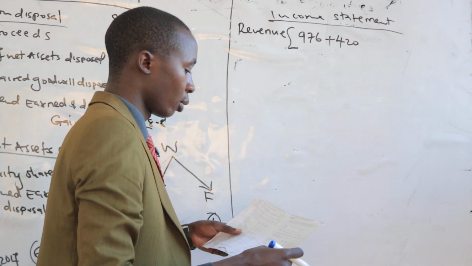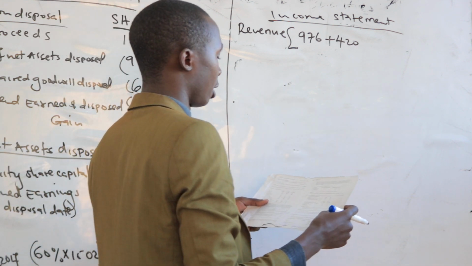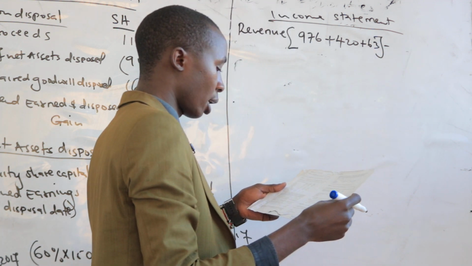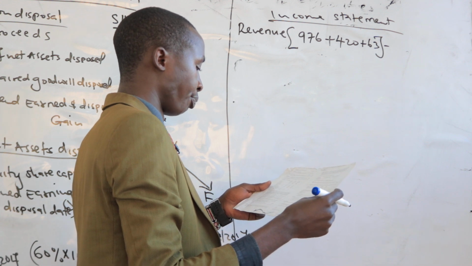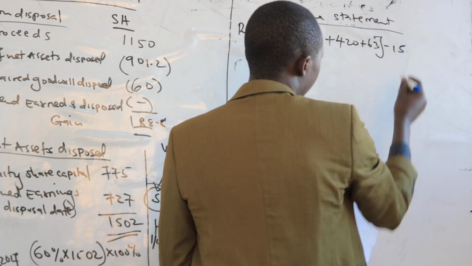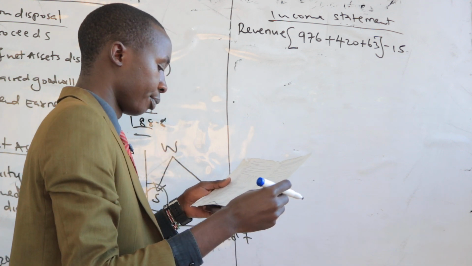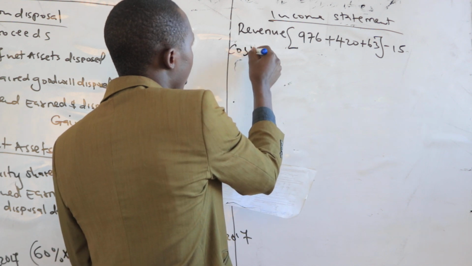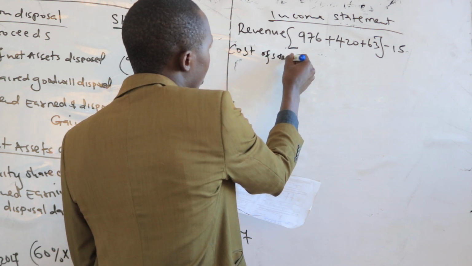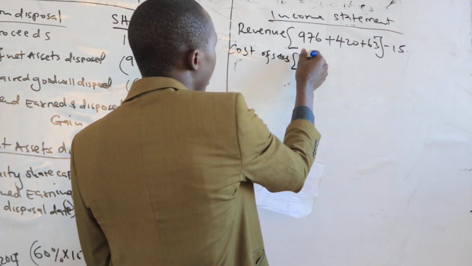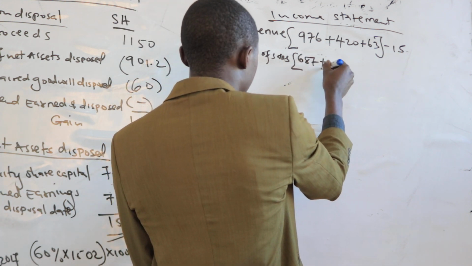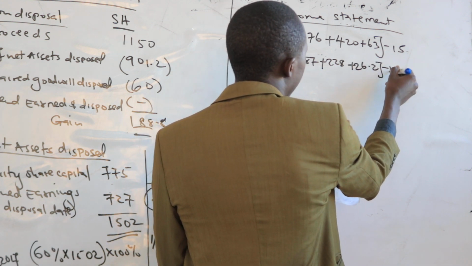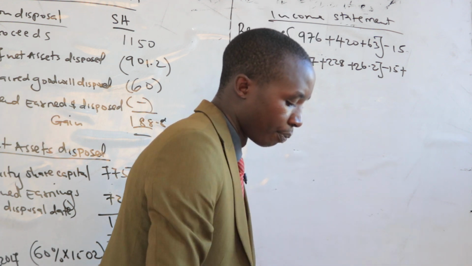So here we are supposed to add the 976 plus 420 plus 63. Then I'm supposed to subtract intergroup sales according to additional information number 4, that is 15, because W sold goods to F for 15. Then the next thing I subtract is the cost of sales. The cost of sales here is not about 687. I will add 228. I will add 26.2. Then I subtract 15. Then I'm supposed to add UPS.